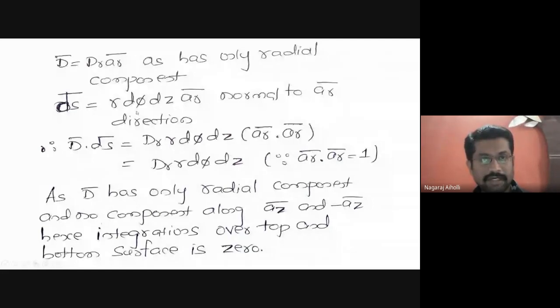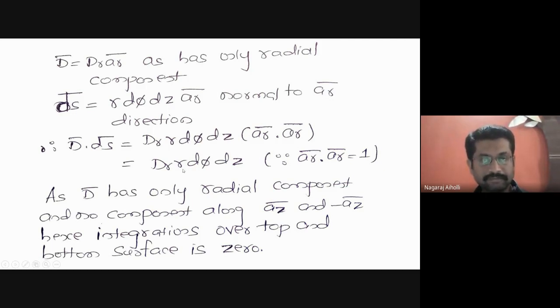Substitute, we get dr r d phi dz, ar bar dot ar bar. It's a dot product, ar bar dot ar bar. How much is ar bar dot ar bar? It is 1, the dot product of the unit vector with itself. Correct. Therefore, this is equal to dr r d phi dz, because ar dot ar is equal to 1.